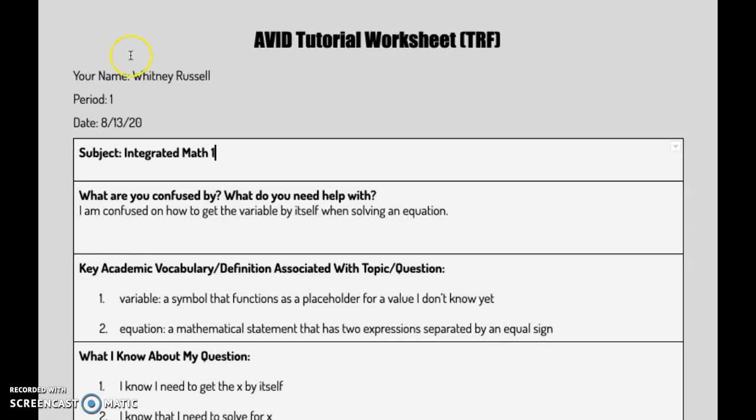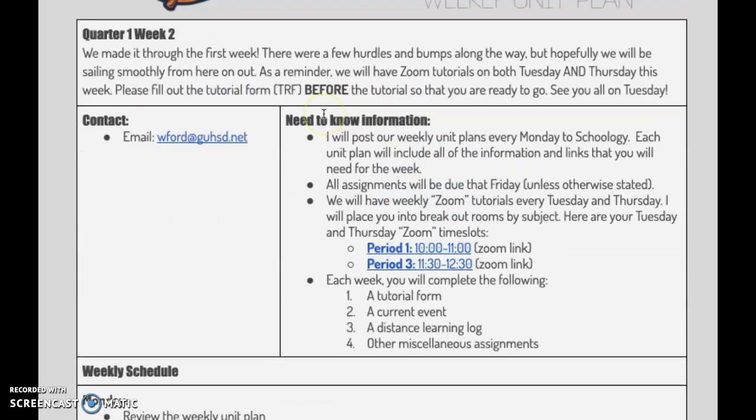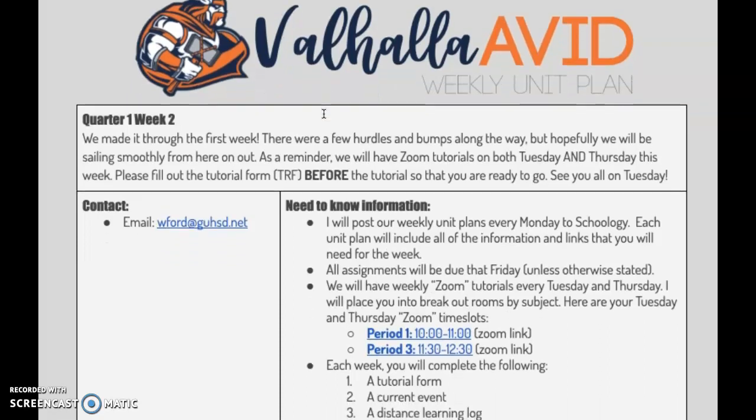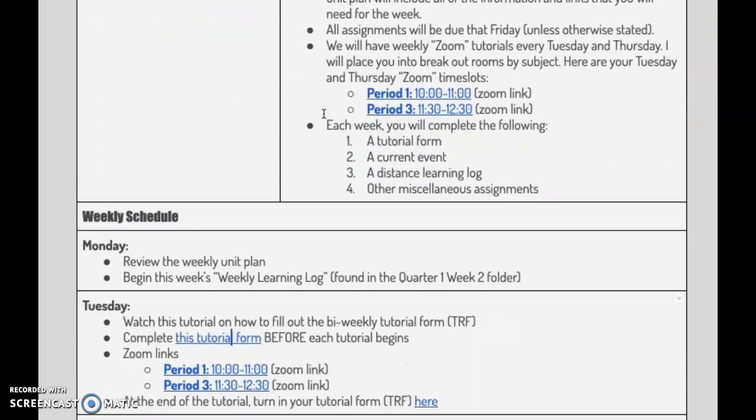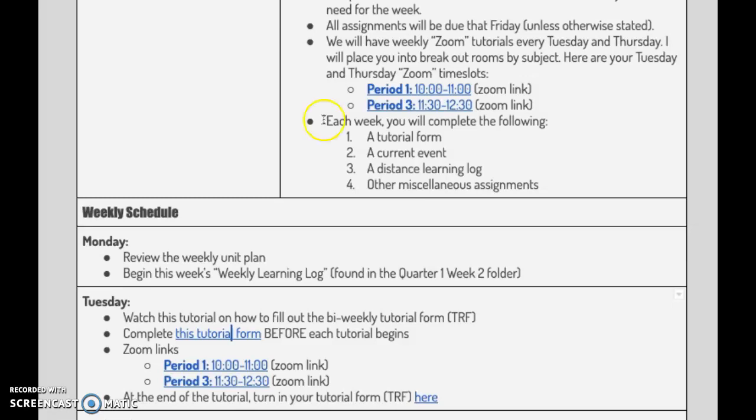Once you have filled out this tutorial worksheet, you are going to go back to the Avid weekly plan, okay? It looks like this, the weekly unit plan. And underneath Tuesday, and you'll find it again on Thursday, you're going to go to this form right here on Tuesday. The very last bullet says, at the end of the tutorial, turn in your tutorial form here, okay?